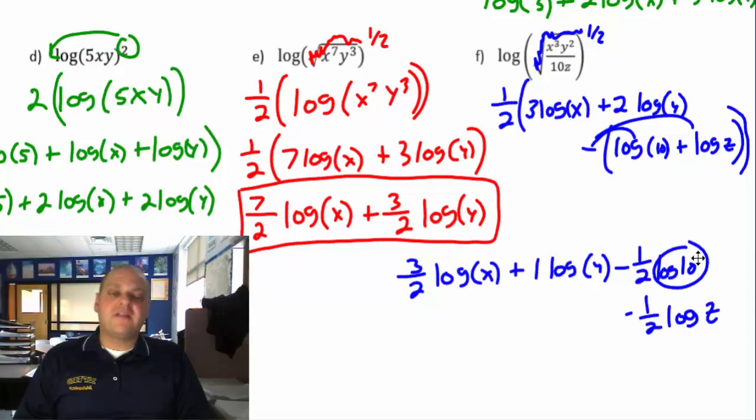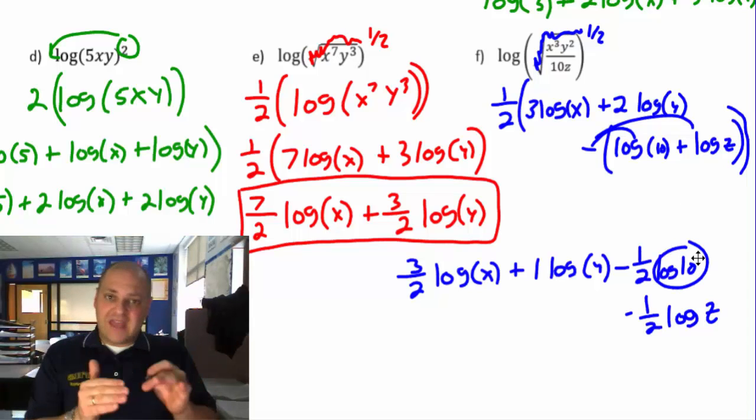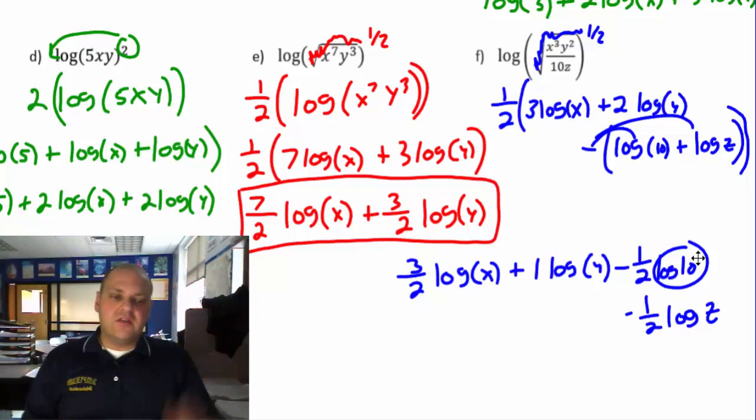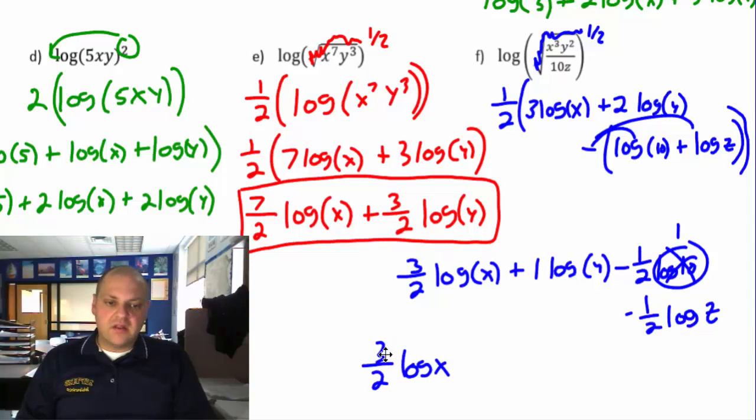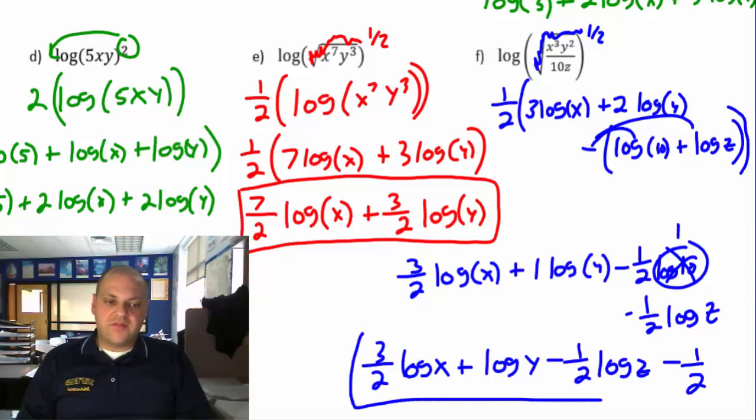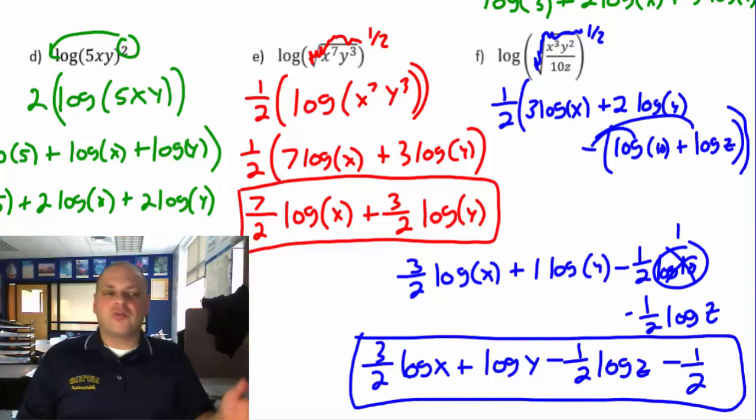And the last thing you could do here is that log 10 is 1. You should know because base 10, 10 raised to the what is 10? It is 1. So that's just a 1. All right, so that's going to be 3 halves log x plus log of y minus a half log z, and then minus a half would be the final answer there. And that, again, that's as crazy as it possibly could get. I'm just giving you that example to reference, but you probably won't have to do anything that crazy.